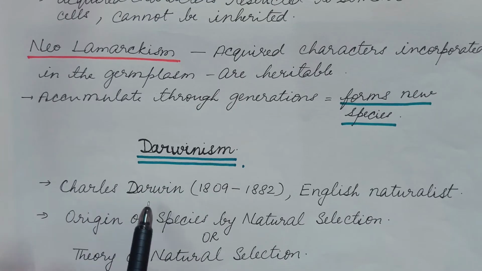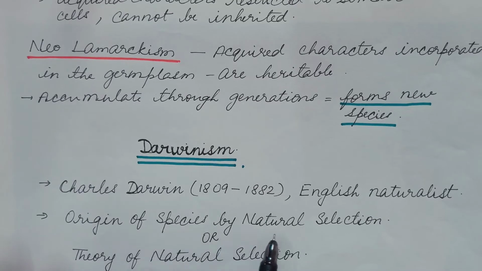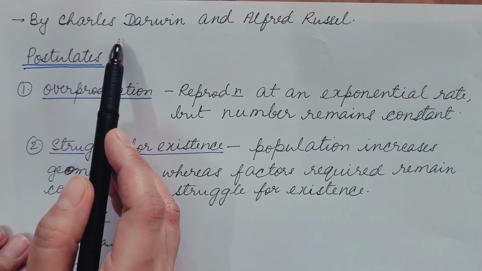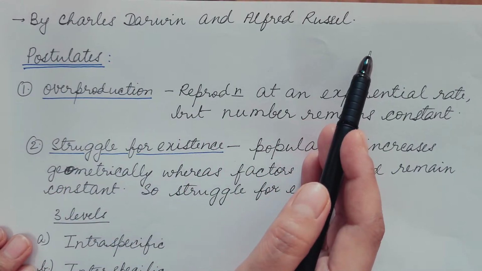Darwinism. Charles Darwin, 1809 to 1882. He was an English naturalist. His theory is known as origin of species by natural selection or theory of natural selection. This theory was proposed by Charles Darwin and Alfred Russel Wallace.